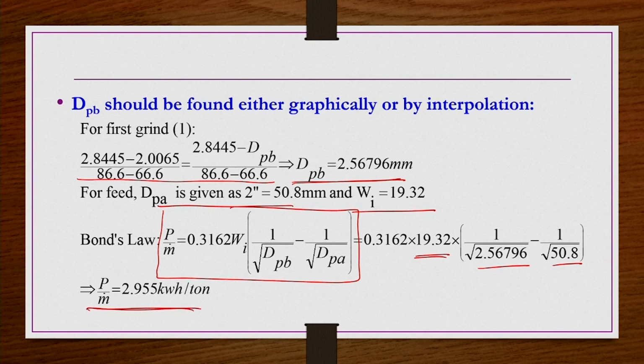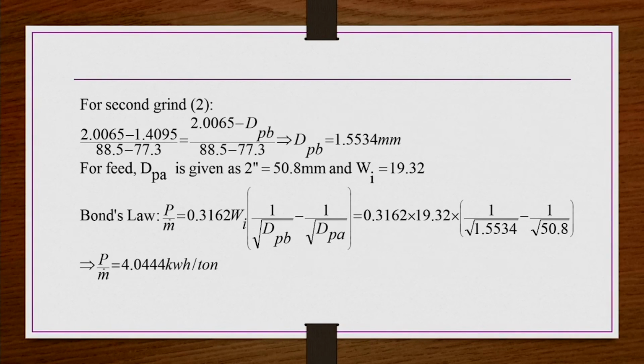Exactly the same thing we have to do for the second grind. For the second grind, if you do the interpolation, DPB you are going to find as 1.5534 mm. So, that you substitute in this equation. DPA, WI, rest everything, and m dot, all these things remain the same. So, you can find out P. m dot is not given. So, P by m dot you can find out for this case also as 4.044 kilowatt hour per ton.